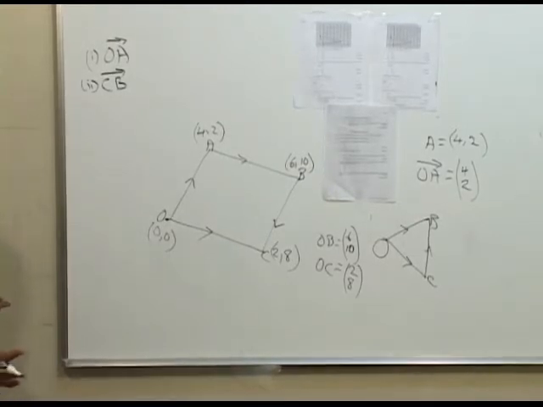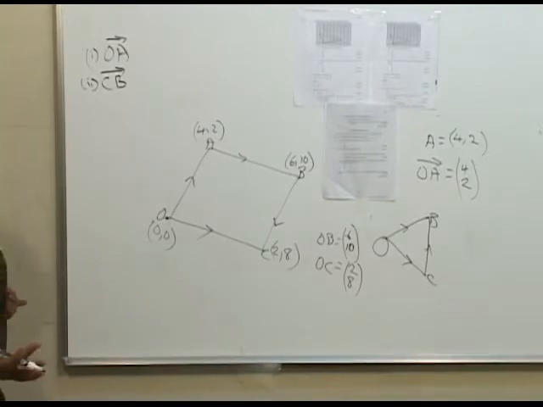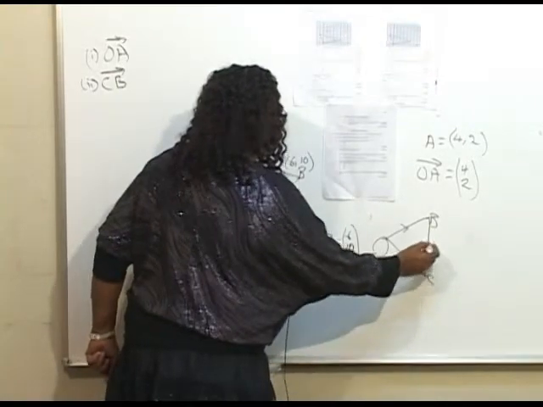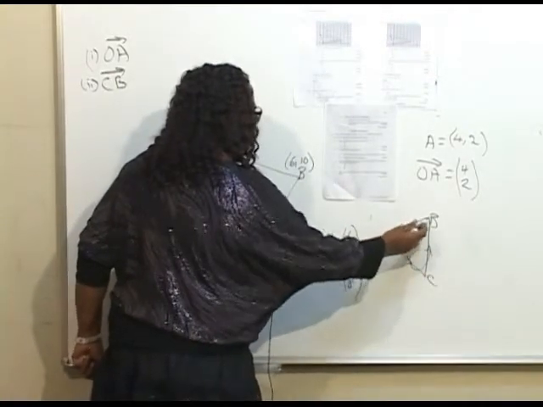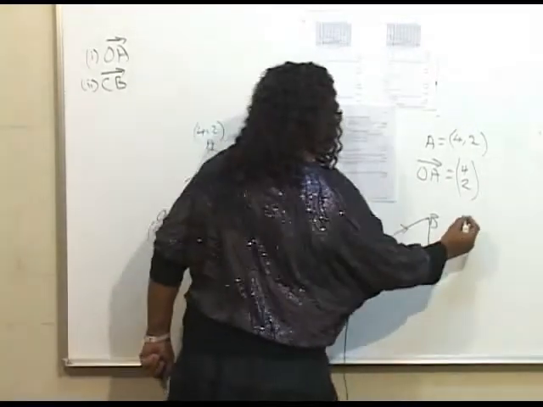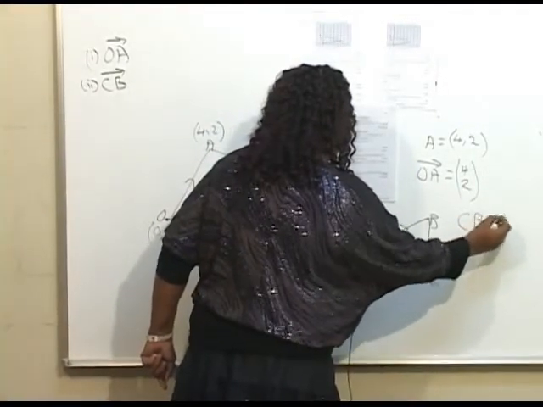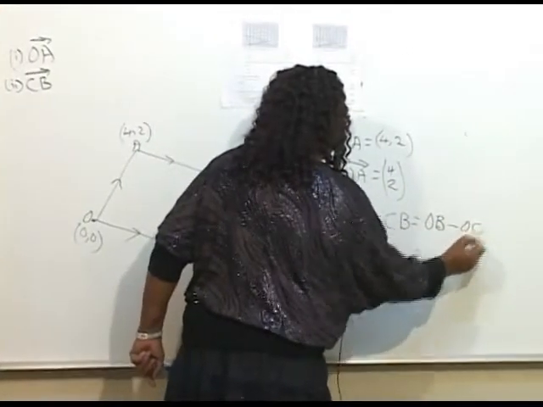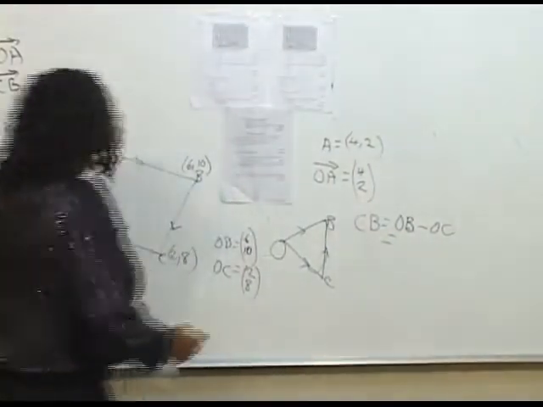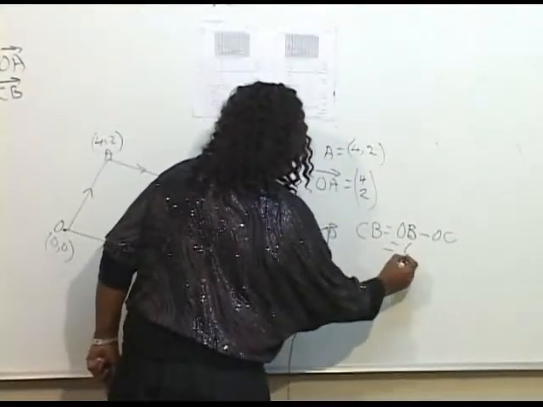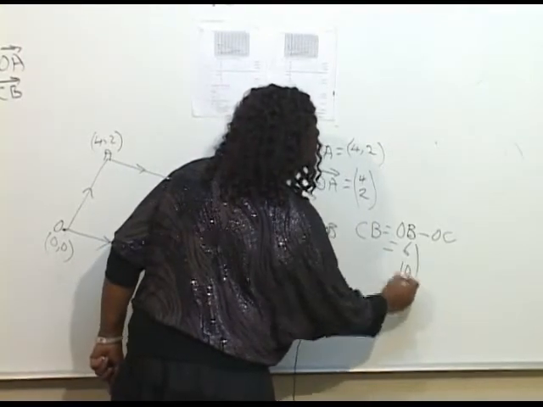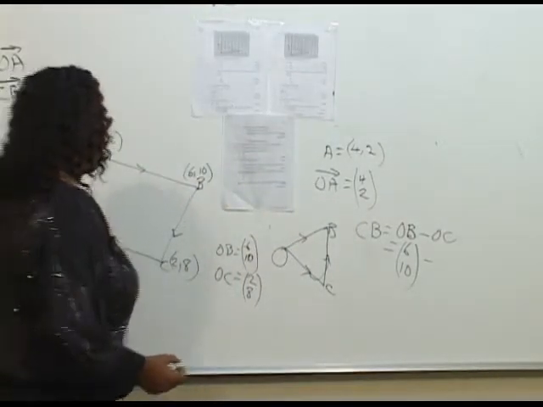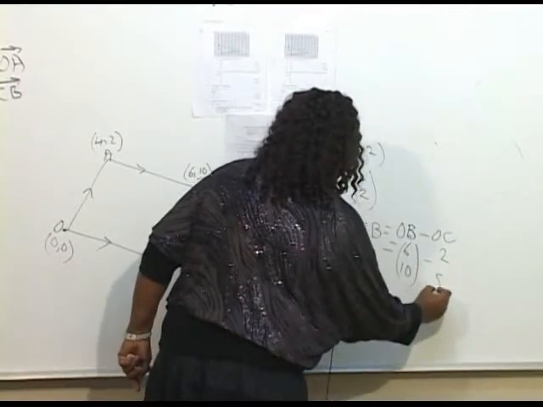When we sketch that little diagram, we're looking to see what CB is. Again, it is a side of a triangle. The arrows are going, this is one of the partners to this particular arrow, and in this case it would have been OB, which is the resultant. So we know that CB is equal to OB minus OC. That is equal to OB, (6, 10), minus OC, which is equal to (2, 8).